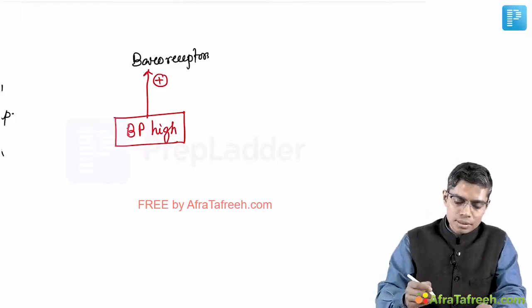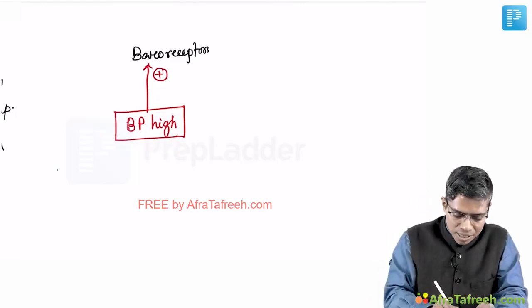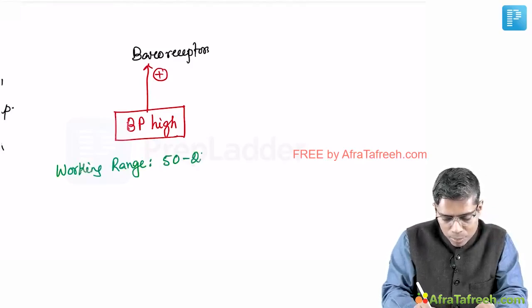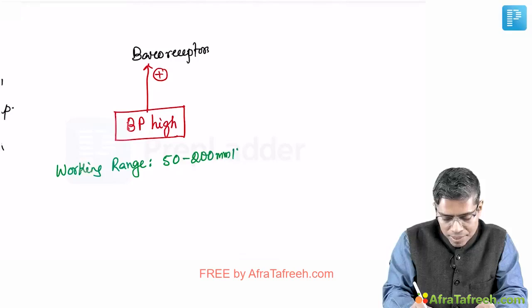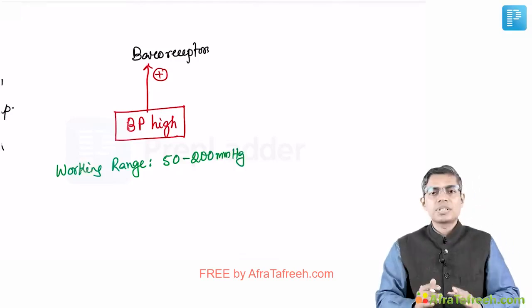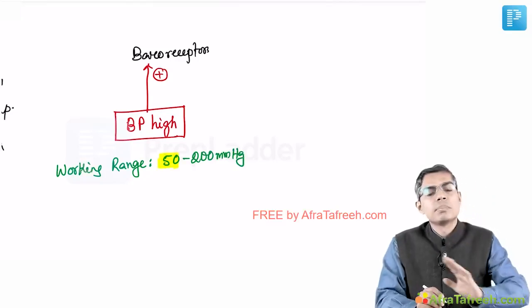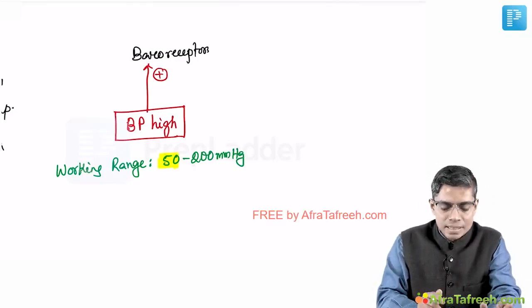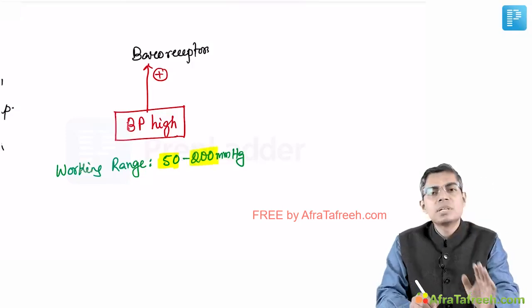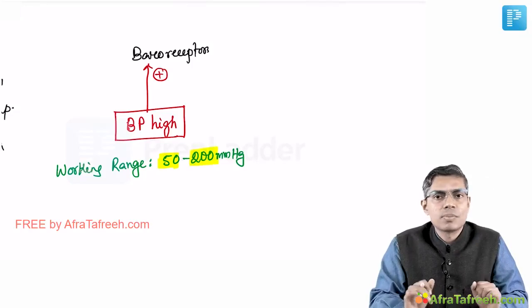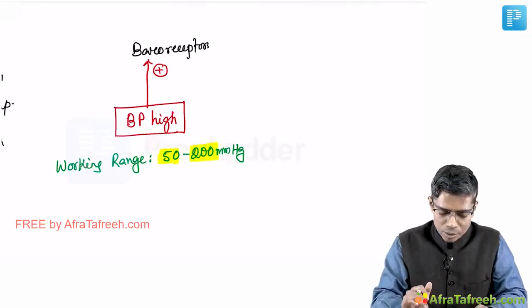There is one thing which is known as the working range. So please remember, the working range of this baroreceptor is from 50 millimeter of mercury up to 200 millimeter of mercury. Means if the blood pressure is below 50 millimeter of mercury, the baroreceptor will be completely inactivated. If it is more than 200 millimeter of mercury, further activation of the baroreceptor is not possible. What I am saying, you may not understand.